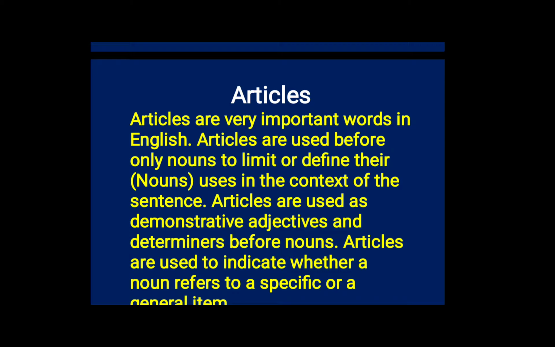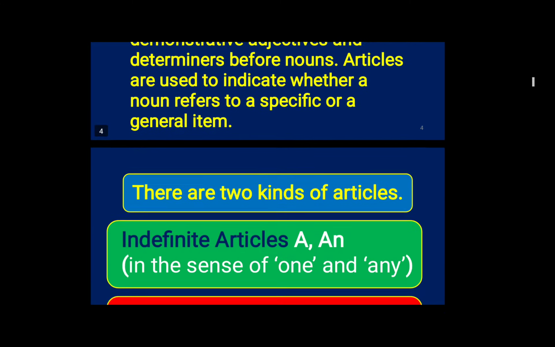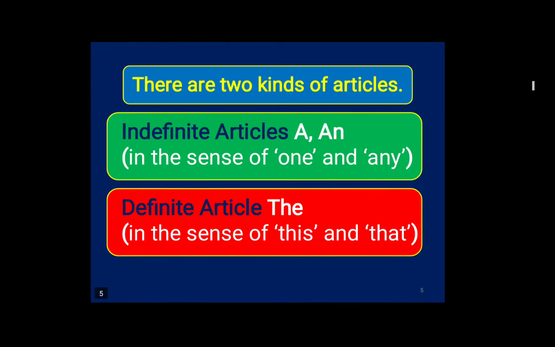They are placed only before nouns, because later when we discuss some examples you will understand well where we use the articles in a sentence. And articles are used as demonstrative adjectives, and they determine us before nouns. So articles are used to indicate whether a noun refers to a specific or a general item. Okay, now have a look at the next slide.